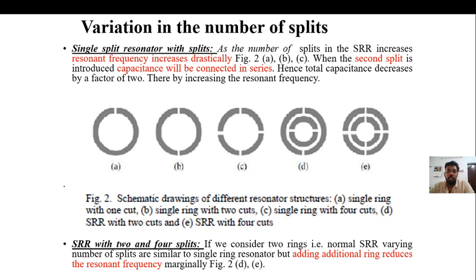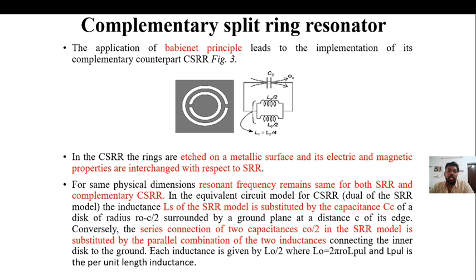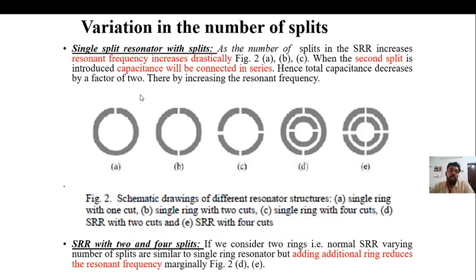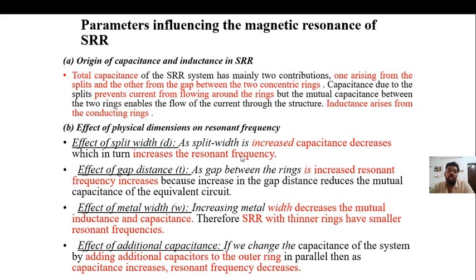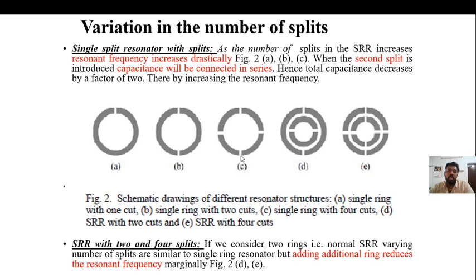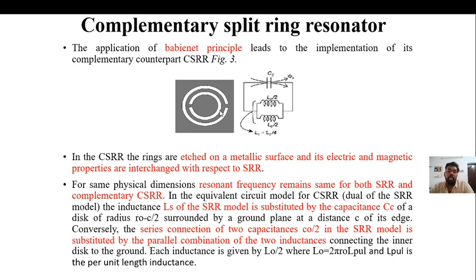Complementary split ring resonator is nothing but the dual of the SRR. Here you can see that the rings are surrounded by air, and here you can see that the air is surrounded by the copper material. From the copper material a part is etched. So the performance of both the SRR and the CSRR is one and the same.